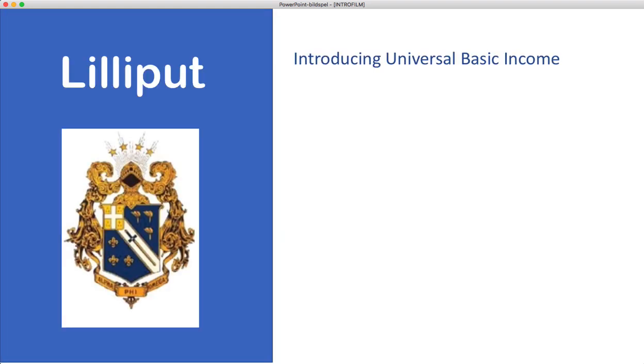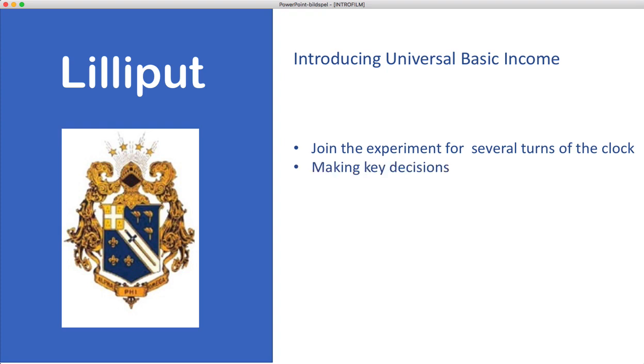Now this is the way it works. We take an imaginary country called Lilliput, which has decided to introduce universal basic income. We sit together and we play the citizens in various groups. Now the experiment works for several turns of the clock, which could be years or months or whatever. We all have to get together and make key decisions, and the whole thing is simplified for the sake of learning, but we hope not too simplistic.